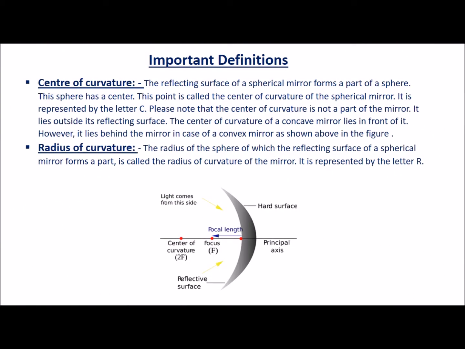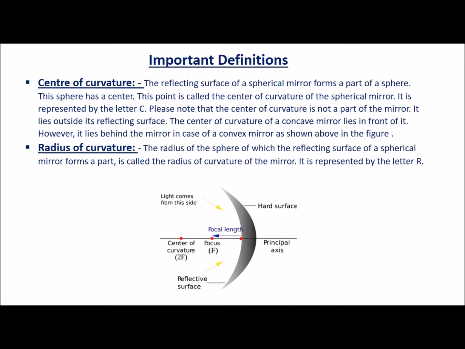Important definitions. Center of curvature. The reflecting surface of a spherical mirror forms a part of a sphere. This sphere has a center. This point is called the center of curvature of the spherical mirror. It is represented by the letter C.